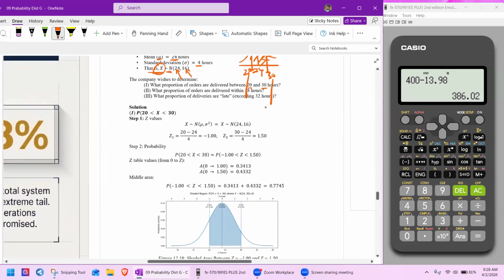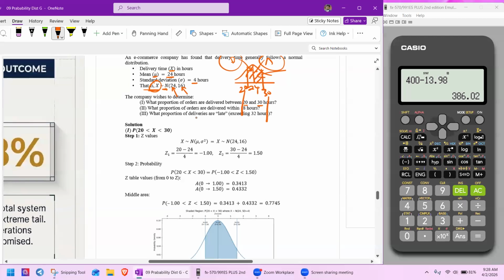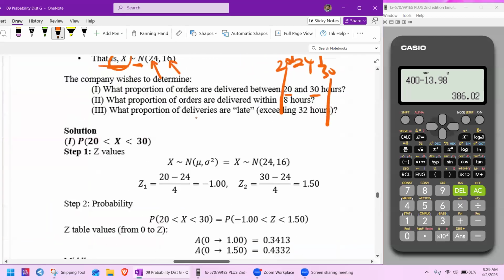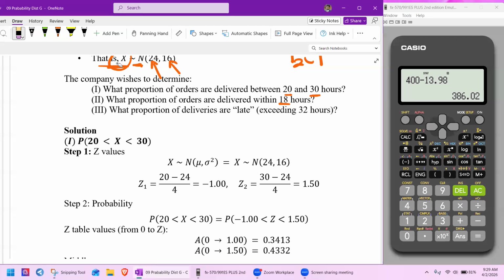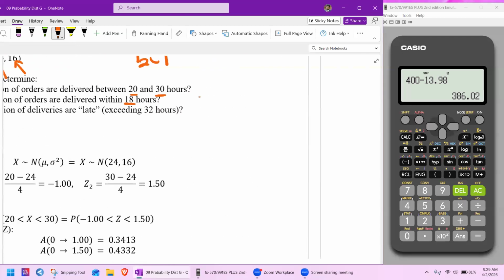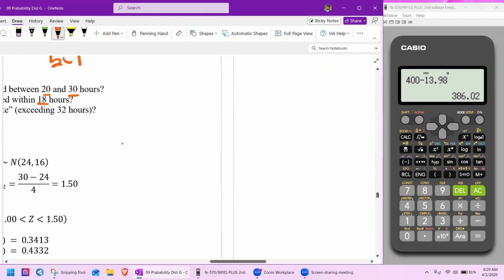And the second question, what proportion of orders are delivered within 18 hours? Within 18 hours, yes. Less than 18, right? So it's very straightforward. We can draw this.